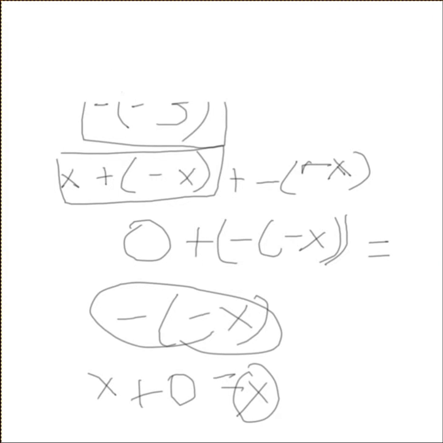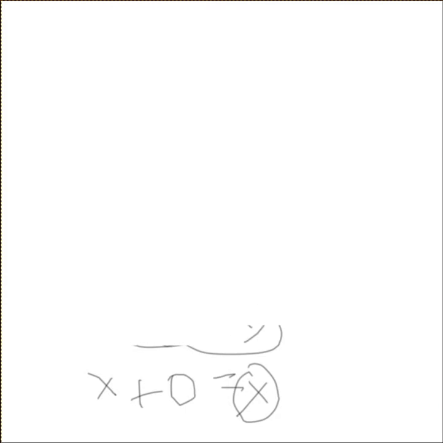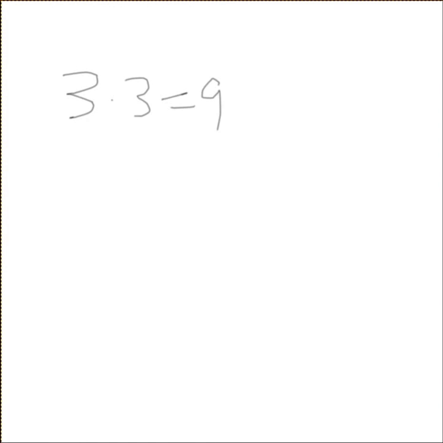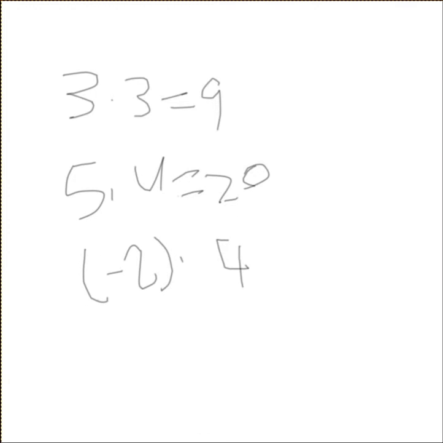Alright, so now let's take a look at multiplication of negations. So we can multiply positive numbers. 3 times 3 is 9. 5 times 4 is 20. They made you recite your multiplication tables and all that. But what's negative 2 times 4? Let's see. Actually, negative 1 times 4. What's negative 1 times 4?